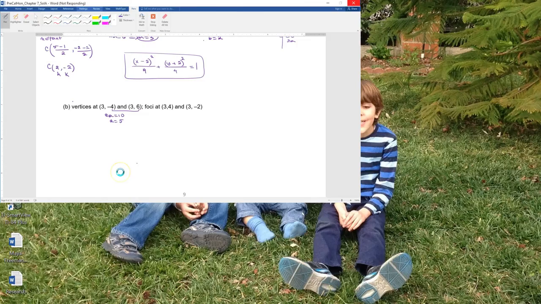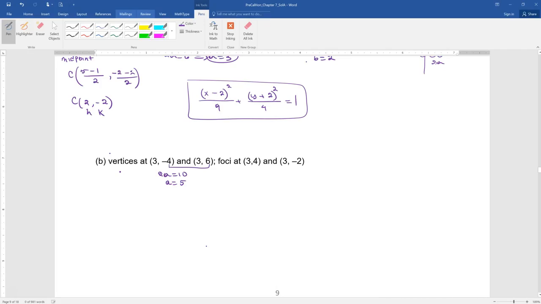The vertices are the points that are farthest away, right? The vertices are at either point. Foci gives you what? c. So, what is this? That distance is 6. So if 2c is equal to 6, then c is equal to 3. Now, if the x's are constant and the y's are changing, that means this is a vertical one. Okay, so x is constant, so this is a vertical one.